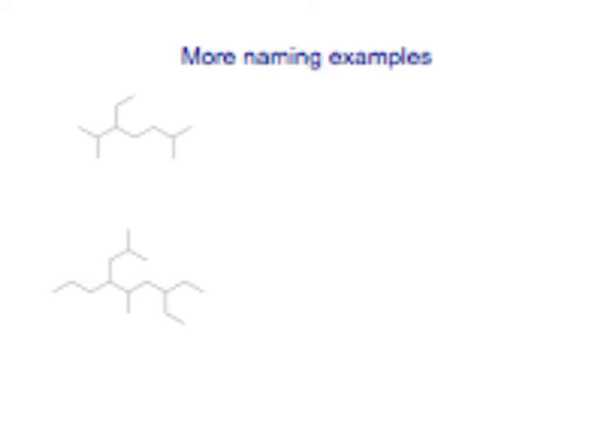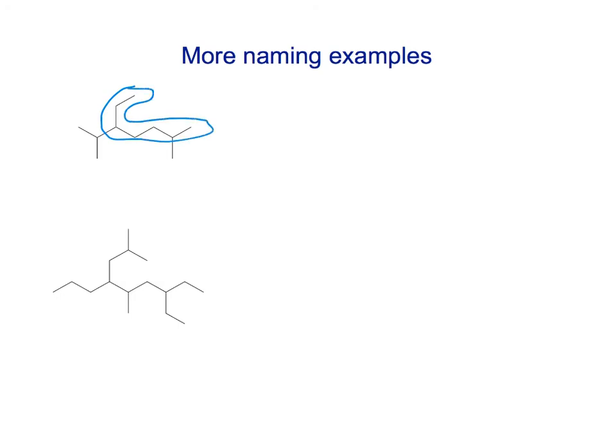Let's do 2 more. All right, so what's the longest chain here? In fact, in this one we have 2 possible chains of the same length. All right, we have one that goes this way. Okay, we have 1, 2, 3, 4, 5, 6, 7. So this would be a heptane.